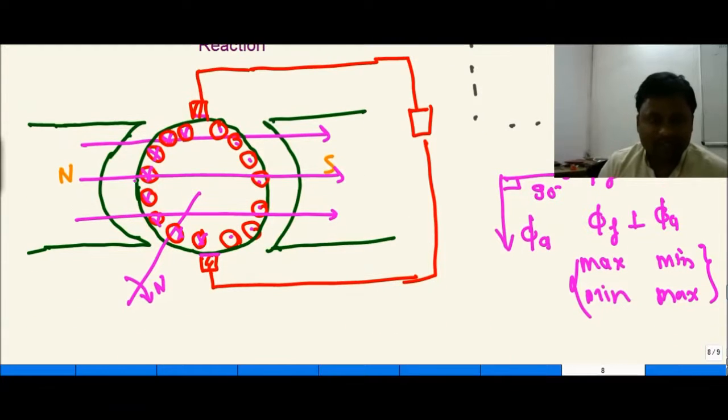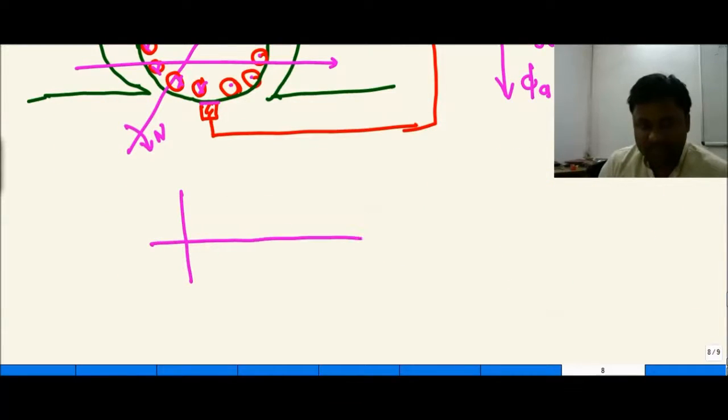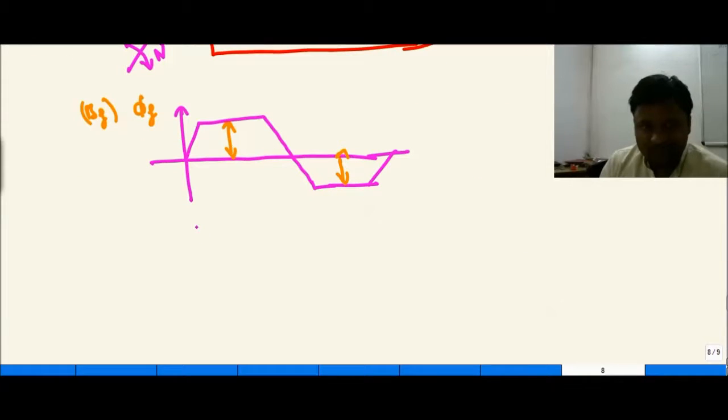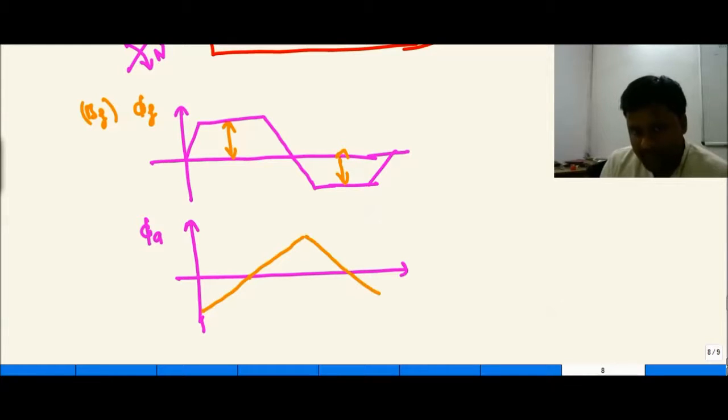And we know that the flux density waveform for the field flux is going to be like this. We have already seen it in the previous classes. This is the flux density waveform for the field flux, or we can say BF. And this is the maximum value of the field flux. If we try to draw the flux for the armature, then it should be like this. It is basically a triangular waveform.